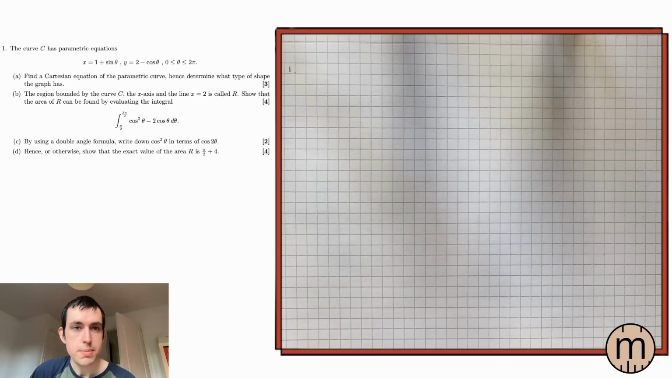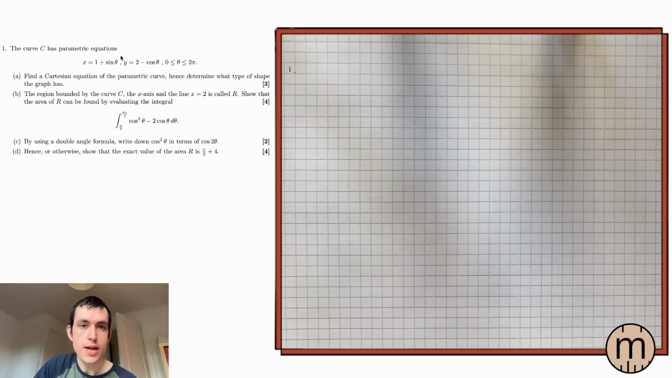So question 1 is about parametric equations. I know that because it says it right here. We're given x in terms of theta and we're given y in terms of theta, and we need to find a Cartesian equation. That means we need to get rid of theta. We only want x and we only want y.